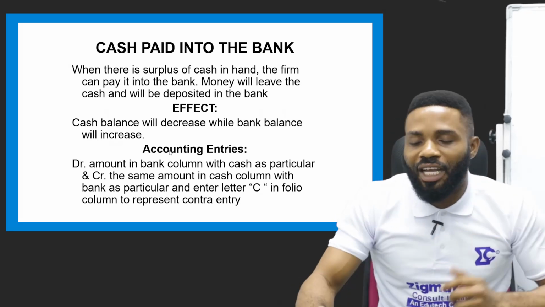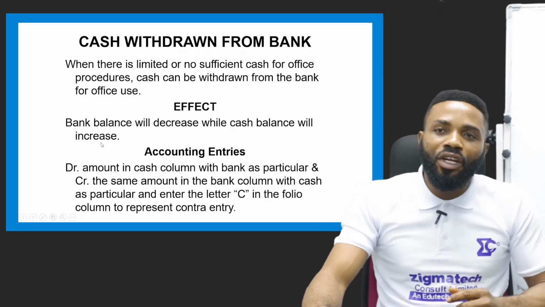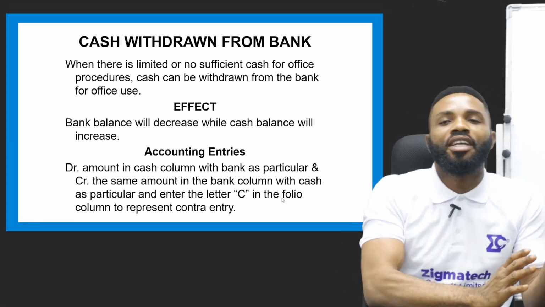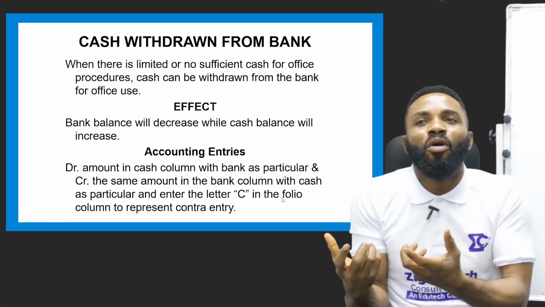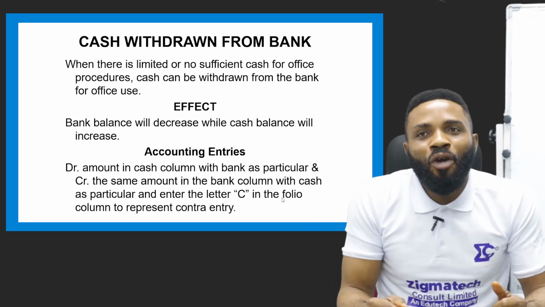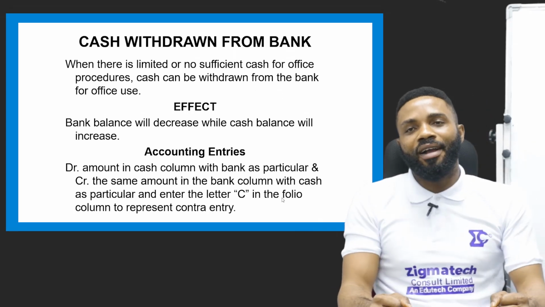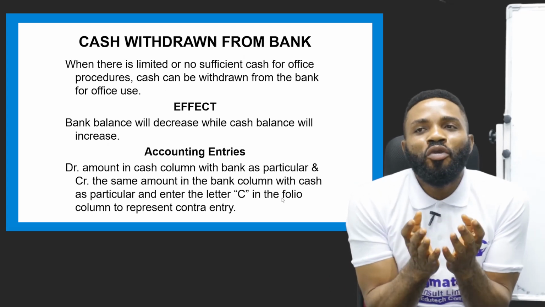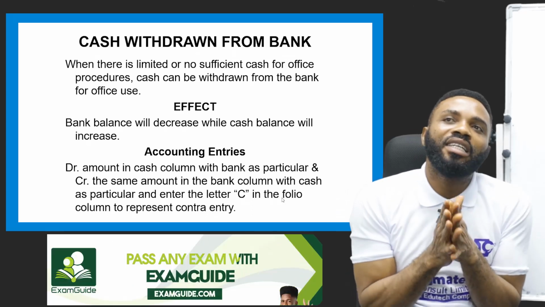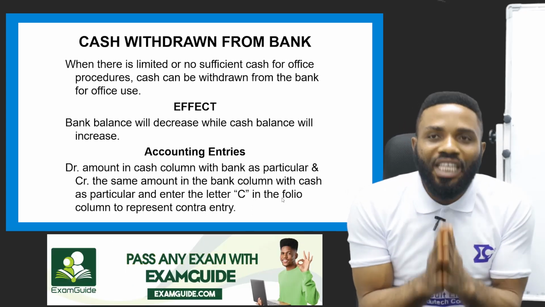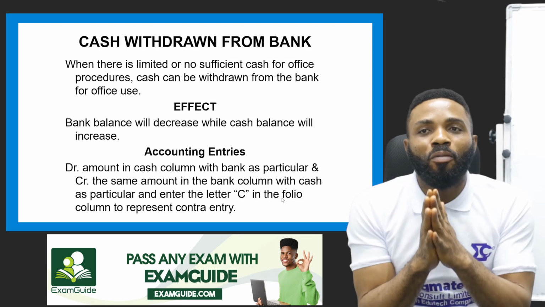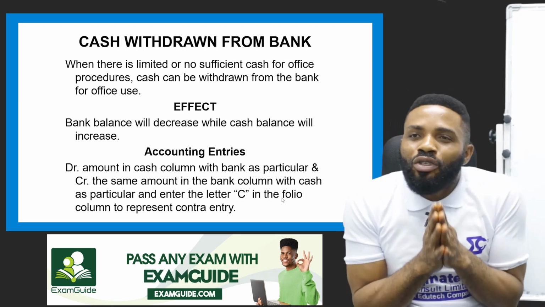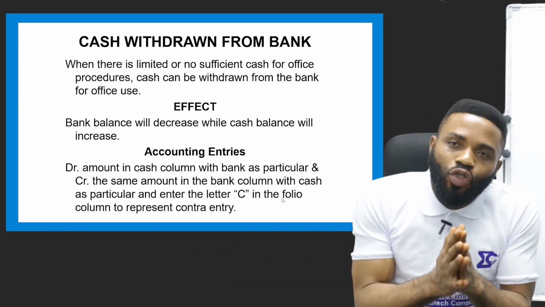But let's quickly look at the second scenario where we withdraw money from the bank. I have explained how money can be taken to the bank. Now let me explain how money can be taken from the bank. When cash is withdrawn from the bank, we are still working with our policy of 500,000. We have agreed that in this company, the maximum amount of money we should keep is 500,000. But at this point, what we are having is 200,000.